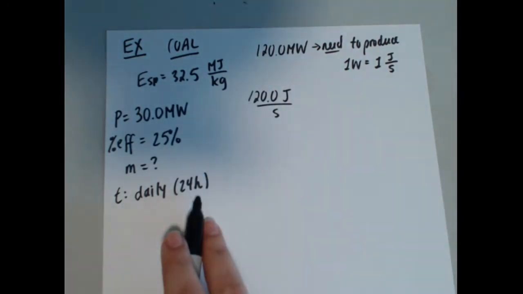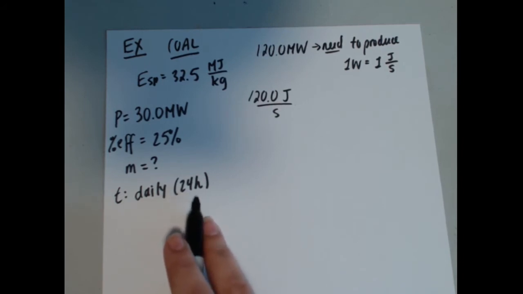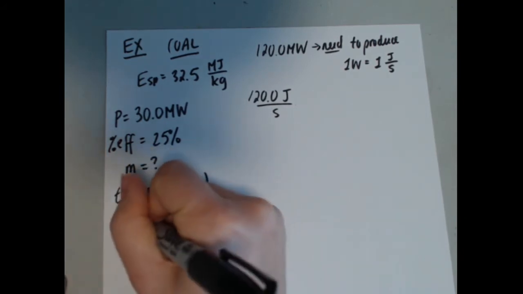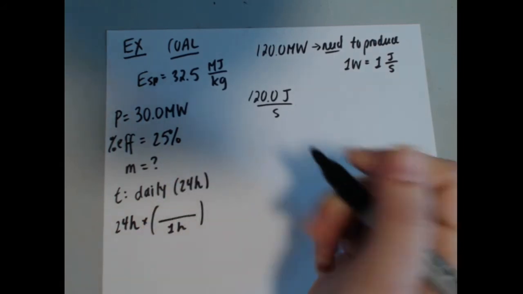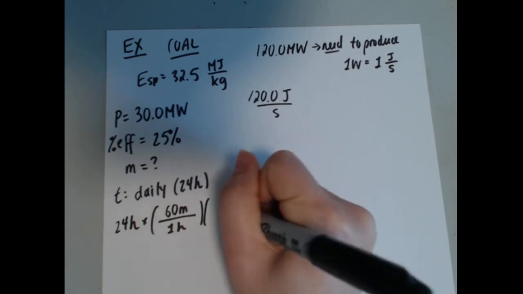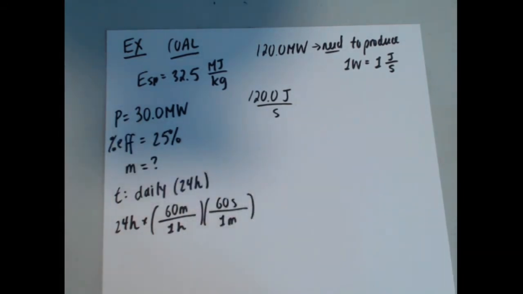Well, I know in one day I have 24 hours. Now, in earlier videos, we converted 24 hours to seconds, but I'm going to just do it from scratch here so you see it. So 24 hours multiplied by 1. Okay, so 1 hour is 60 minutes, multiply by 1 again. 1 minute is 60 seconds.